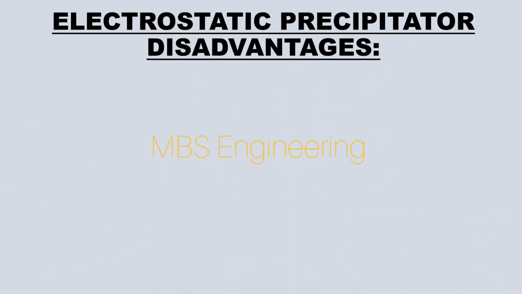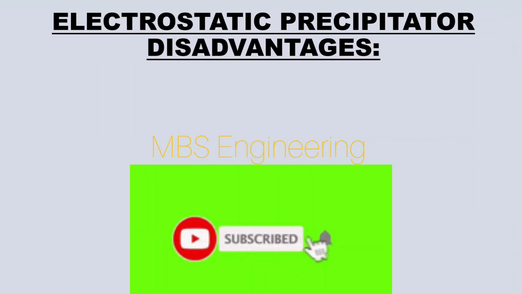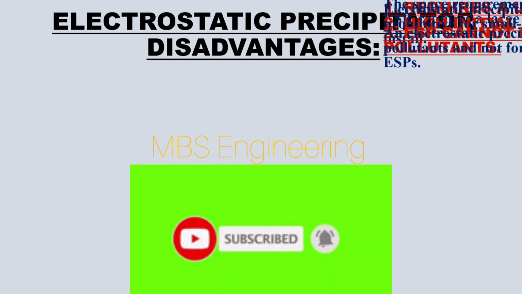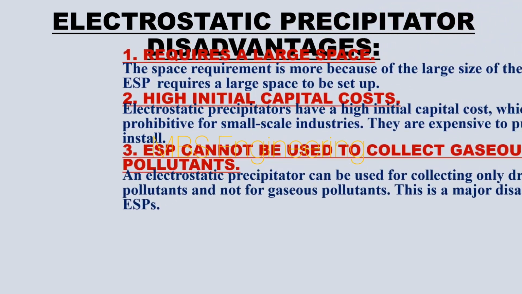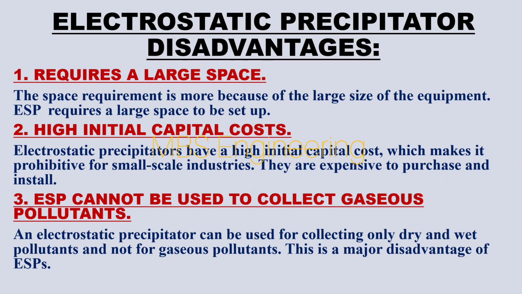Next, we are going to understand the disadvantages of the electrostatic precipitator, ESP. We will discuss in the detailed description of the disadvantages of the electrostatic precipitator ESP. The first disadvantage is ESP requires large space. The space requirement is more because of the large size of the equipment. ESP requires a large space to be set up.